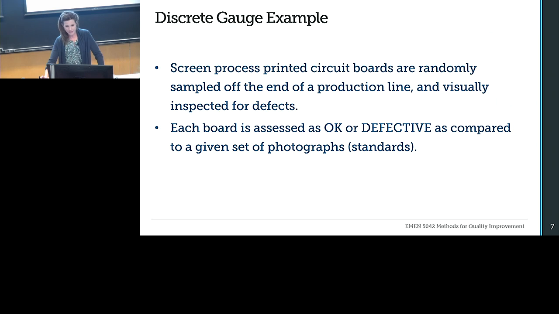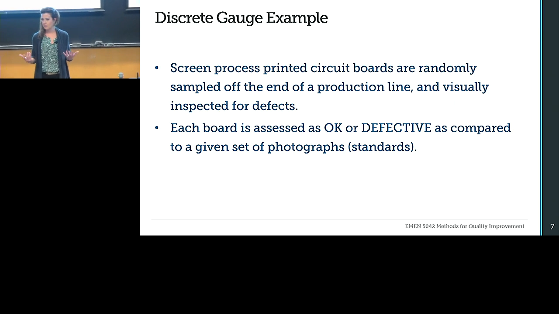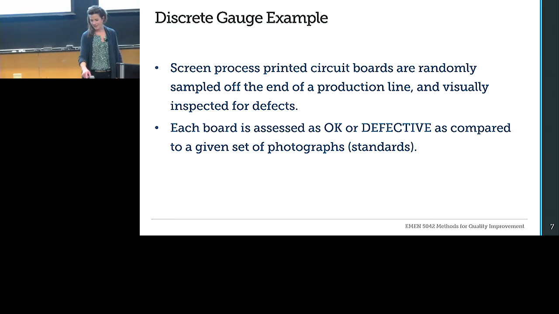So let me give you an example here. Let's say you have a screen process where printed circuit boards are randomly sampled off the end of a production line and visually inspected for defects. So if they're visually inspected, let's say we're using people. Who's the gauge? People are the gauge. Visual inspection, people are the gauge. Their eyes are the gauge. They look at it and say, that's a good one. And then they look at another, that's a bad one.